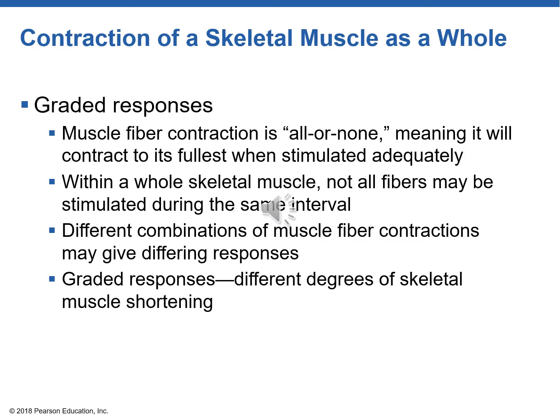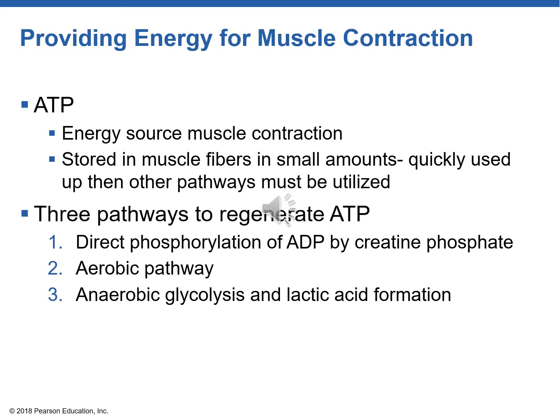It's a graded response. Know that the muscle needs ATP as its energy source in order to energize the myosin head. There's only a little bit of ATP stored in the muscle fibers, and it gets used up really quickly. So there are three pathways to regenerate the needed ATP. There's direct phosphorylation, the aerobic pathway, and the anaerobic pathway. So we're going to take a look at each of those.